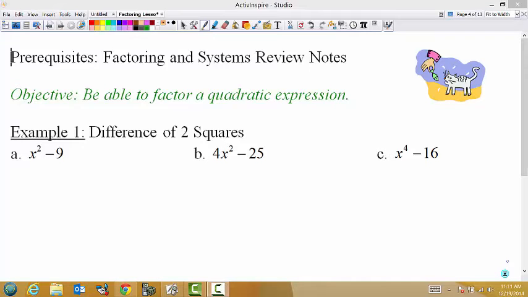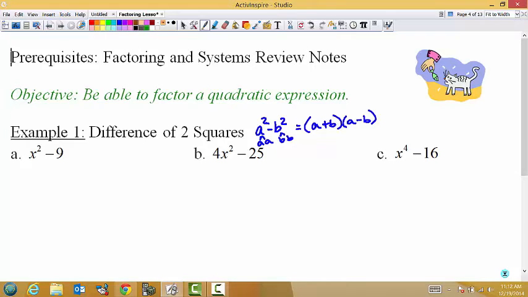Okay, this is the first lesson in pre-calculus, and we're going to be reviewing factoring. The first type of factoring that we're going to review is the difference of two squares. Now, differences of two squares are always in the form a squared minus b squared, and they always factor down into a and b, and the factorization is a plus b times a minus b every time.